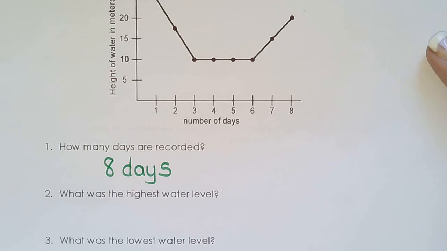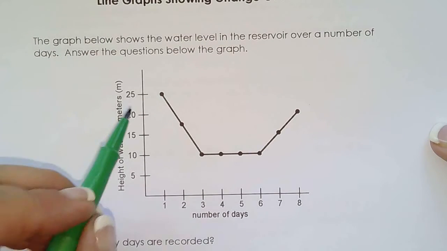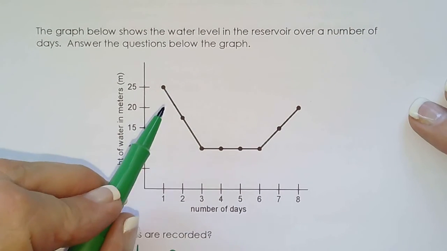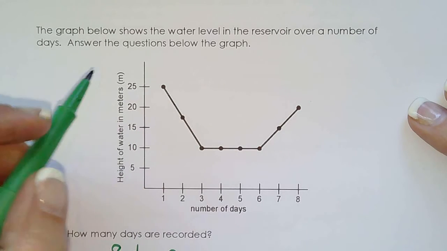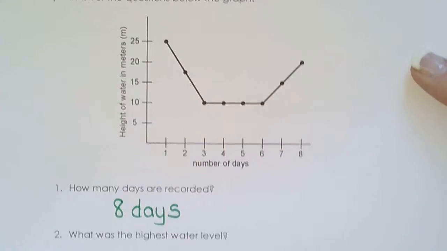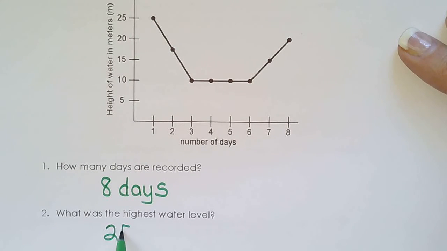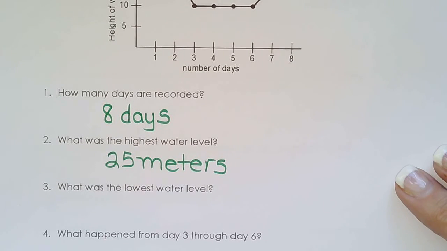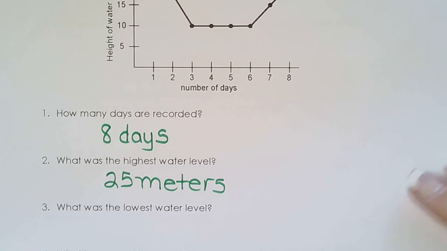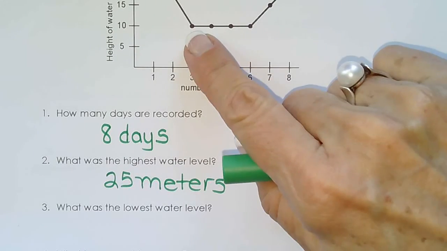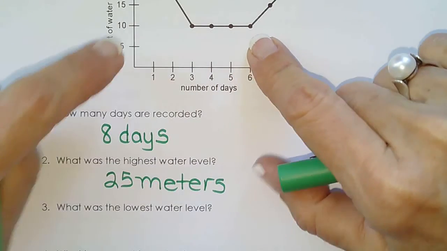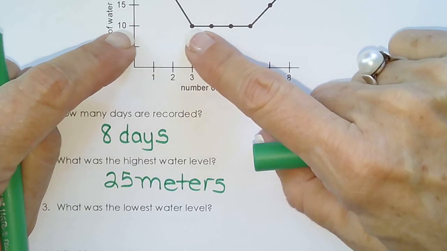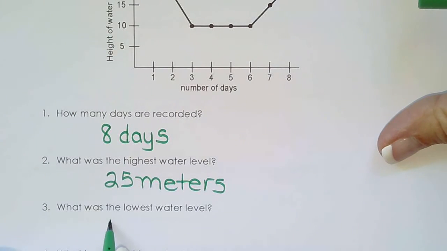What was the highest water level? So I look right here, the highest point on the graph, and it looks like that water level was 25 meters. And you could write m or meters, but these are short little answers, so I'm going to write it out. What was the lowest water level? And we can see right here there were 4 days and they were all the same low. So that would be 10 meters.